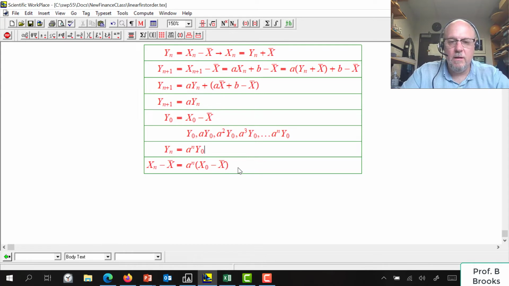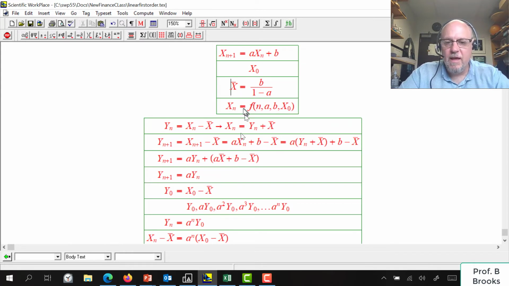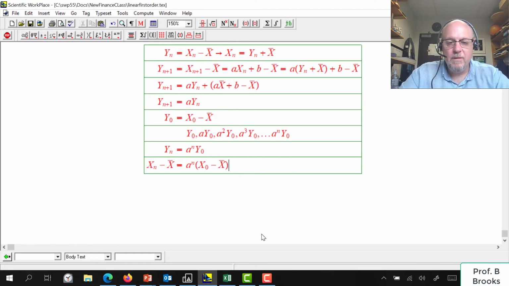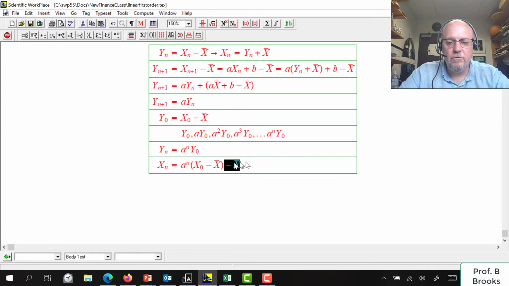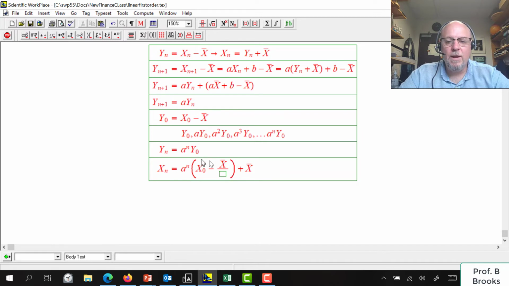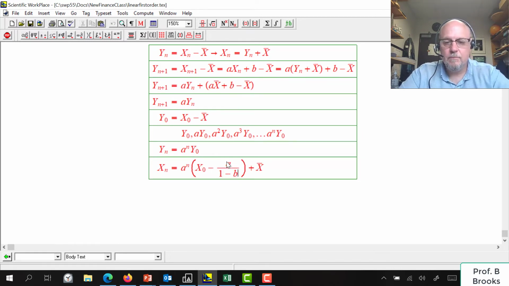Remember what I wanted in originally was I wanted to have x of n being a function of n, a, b, and x naught. And I guess I can have that if I just move this over to the other side as a plus. Yeah, I'm good. I'm done. That's what I want. I've got x of n equal to a formula of a. Oh, you say there's no b. Well, the x bar has a b in it. In place of that, let's write our x bar as b over 1 minus a.